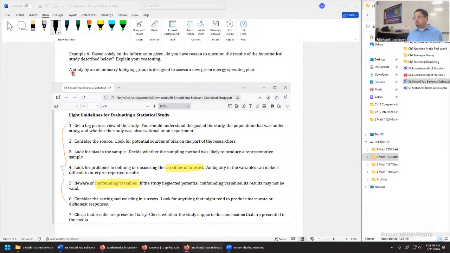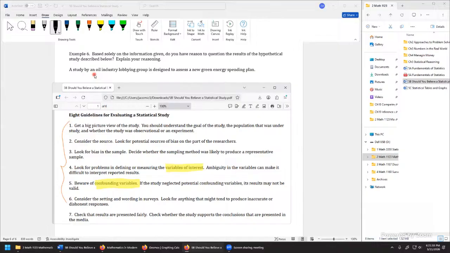It starts off by saying, a study by an oil industry lobbying group is designed to assess a new green energy spending plan. So it looks like something in politics. It's about an energy spending plan. And so they've got an oil industry lobbyist group designing this study. That seems about right. I mean, those would be the experts in energy, right? Well, anyone have any takes on that so far?